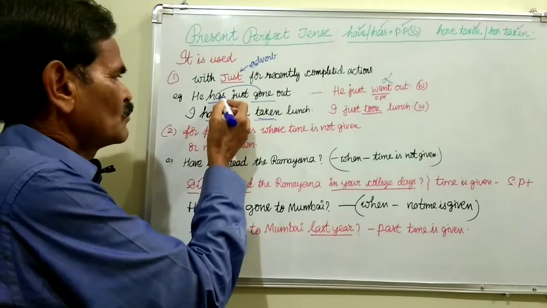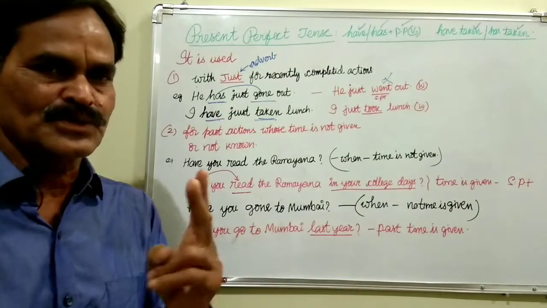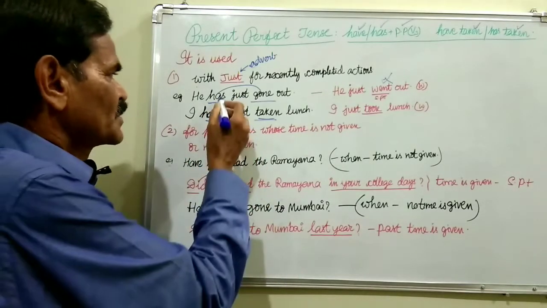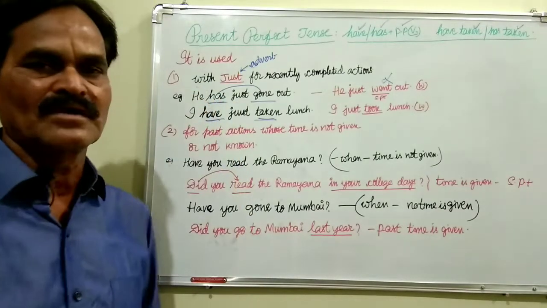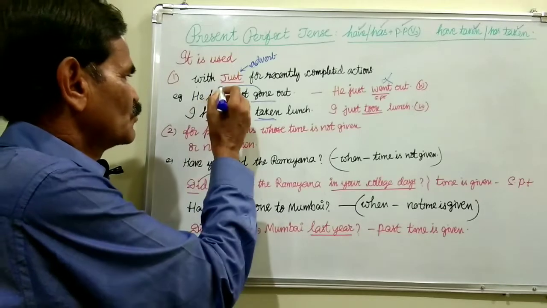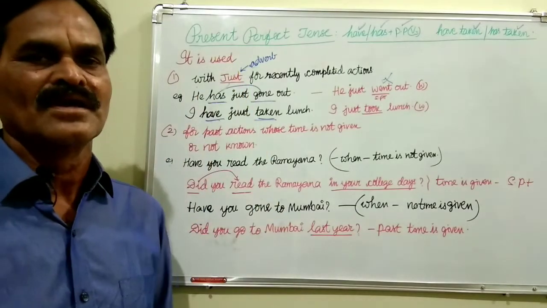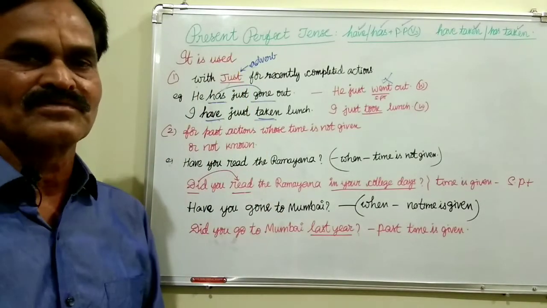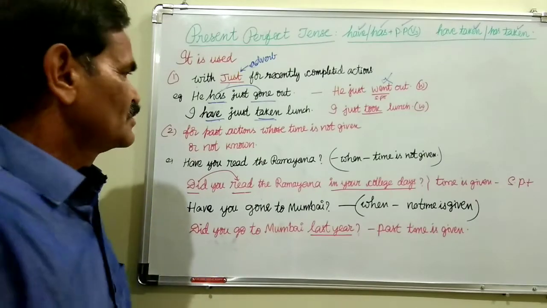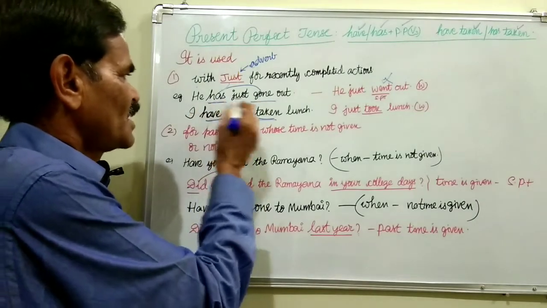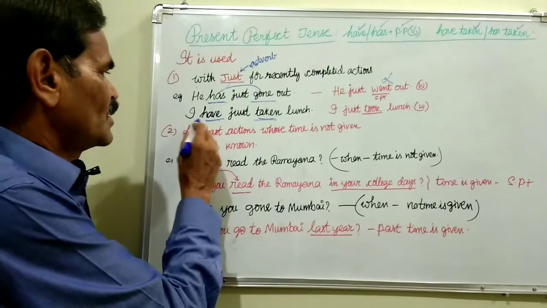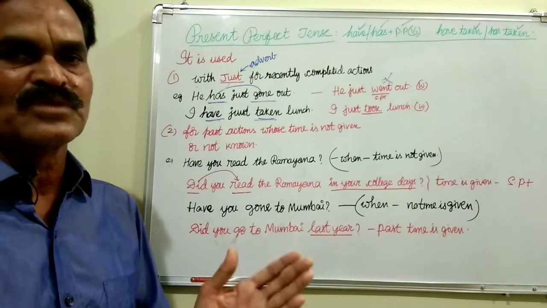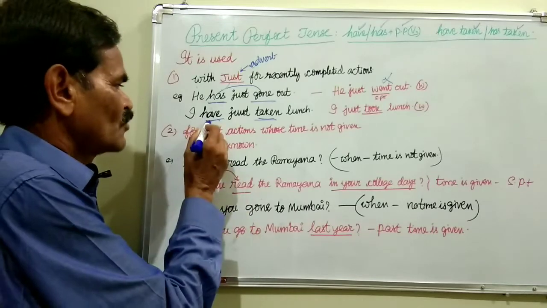Here it has two forms, that is has and have. Have is plural, has is singular. With he, she, it we use has. We cannot say he have just gone out. He have just taken. He has taken. He has gone. She has gone. It has gone. In the same way, with I, we, you, and they, we have to use have.